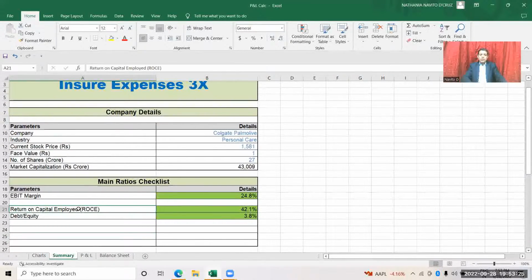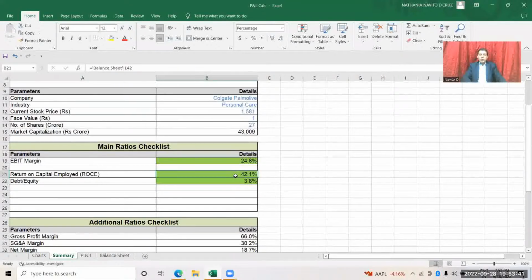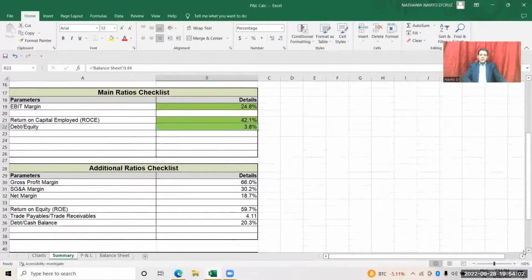The first ratio is return on capital employed. The second is the debt by equity. These are the two important ratios which I use for filtering out great companies. The reason it is showing in green is that the benchmark used for ROC is 16%. Anything greater than 16% is a sign of a great company. And the debt to equity should be less than 10%. In case of Colgate Palmolive, it is much lesser than 10%.